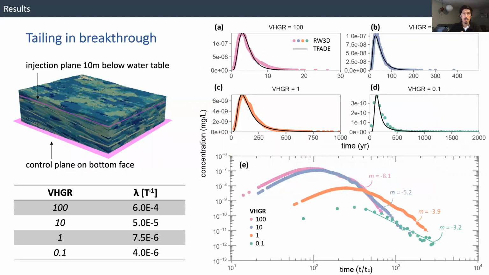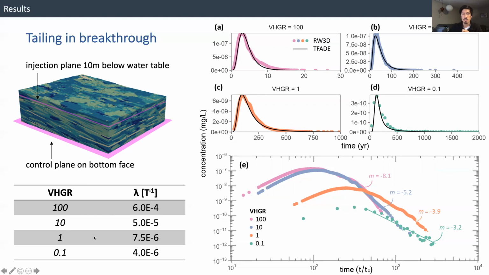Onto the tailing, we measure tailing at a control plane at the bottom of the model. This is the pink plane in this figure at the bottom here. And figures A through D are the breakthrough curves for the VHGR scenarios. The colored points are what we get from particle tracking, RW3D, and the black line is the fitted TFADE model.